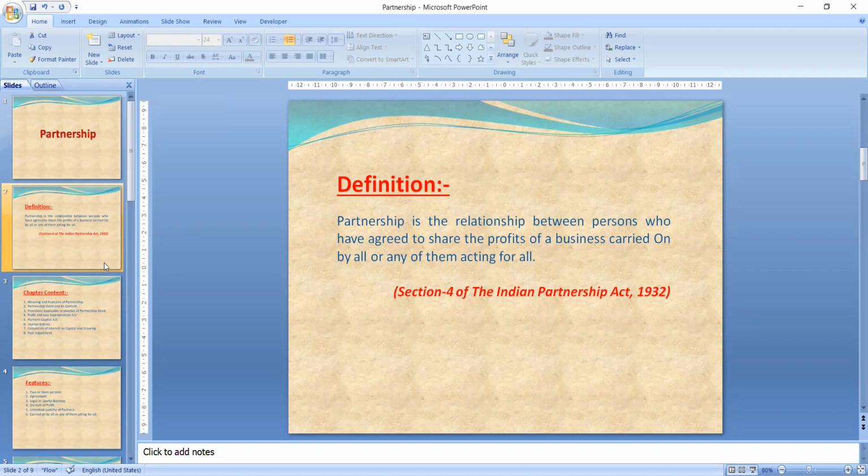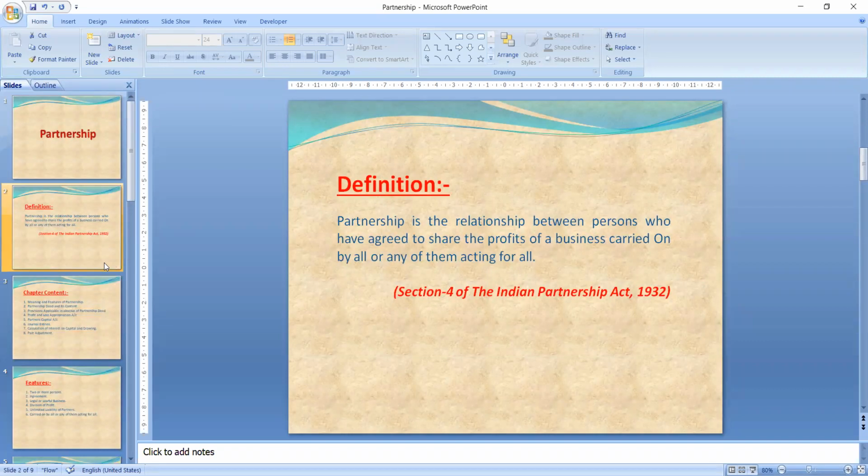And how is partnership different from a company? A company has around 50 people, maximum 50 people. And in a company there's equity. What is equity? Equity is a partner's share in the company.